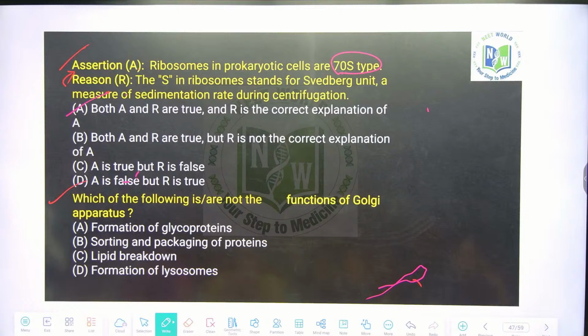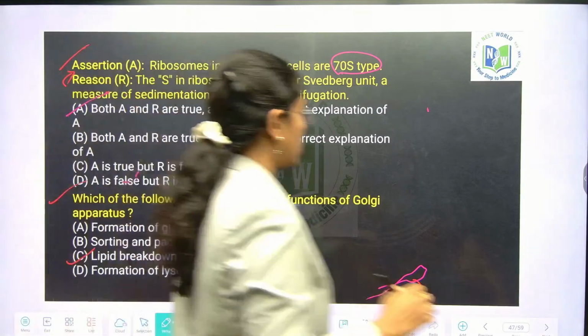Sorting and packaging of proteins is nothing but every protein being targeted to different targets, right? It is sorting and packaging. Lipid breakdown is not the activity of Golgi bodies. Next.